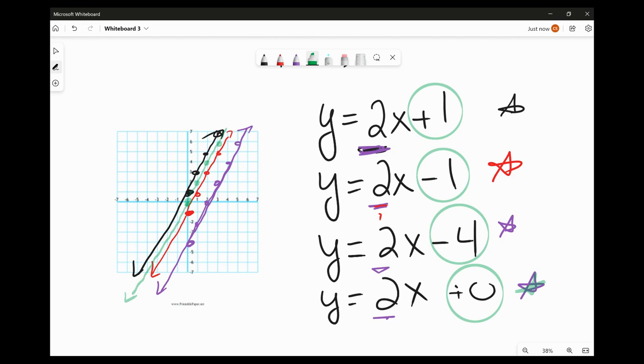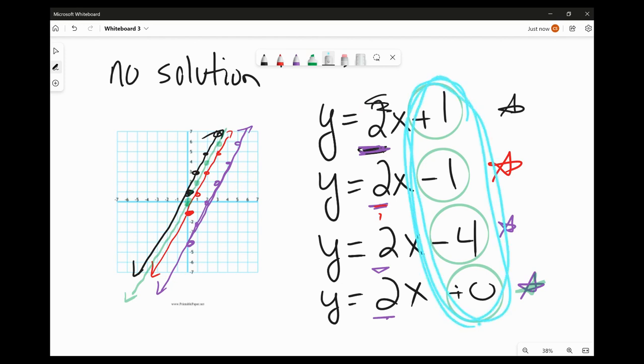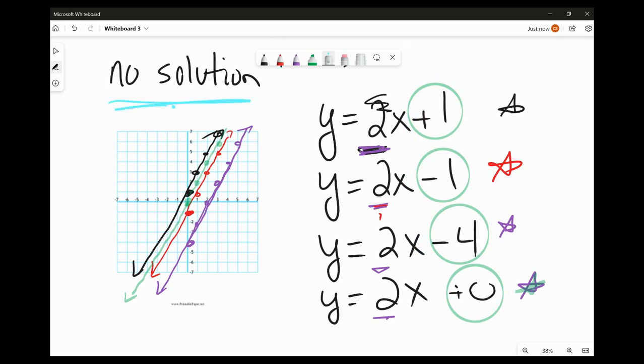So if you look on the graph and they're parallel lines, it is a no solution. If you look at the equations, you can see that they have the same slope, same slope, same slope, all along. The slope is the number that's next to the x. If they have the same slope, that means they're going to have either a no solution or an infinite solution. And if the y-intercepts are different, that means they're going to be parallel lines, and that's a no solution.